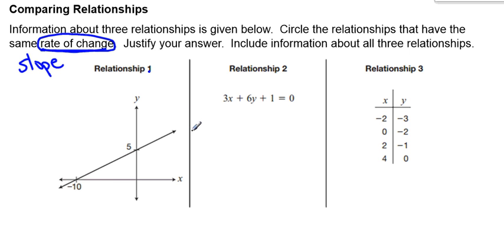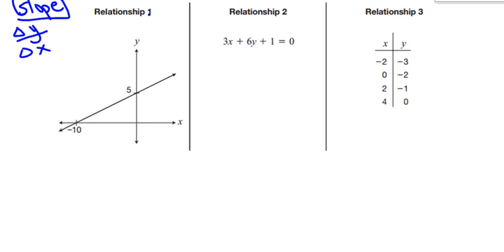It's a measurement of how the graph changes vertically for every change horizontally. That's why we sometimes say that it's delta y over delta x, because it's how the vertical changes compared to how the horizontal changes. So we're really talking about slope. So we want to look at the slope of each of these relationships and then see which ones have the same slope. So the first relationship is given to me graphically.